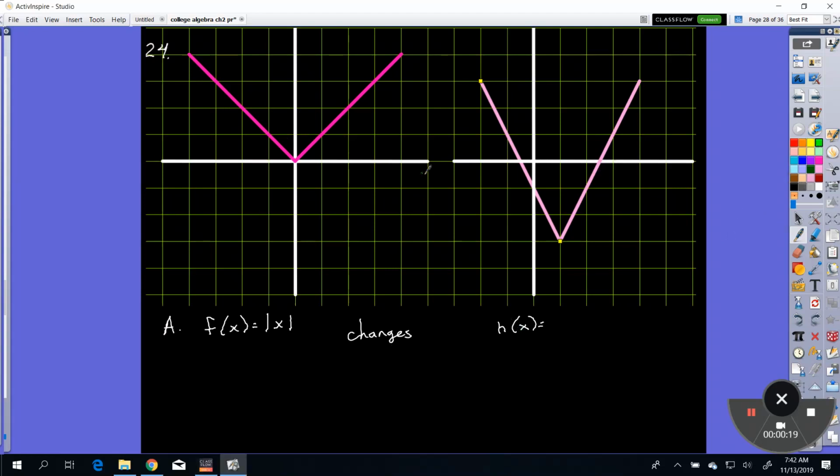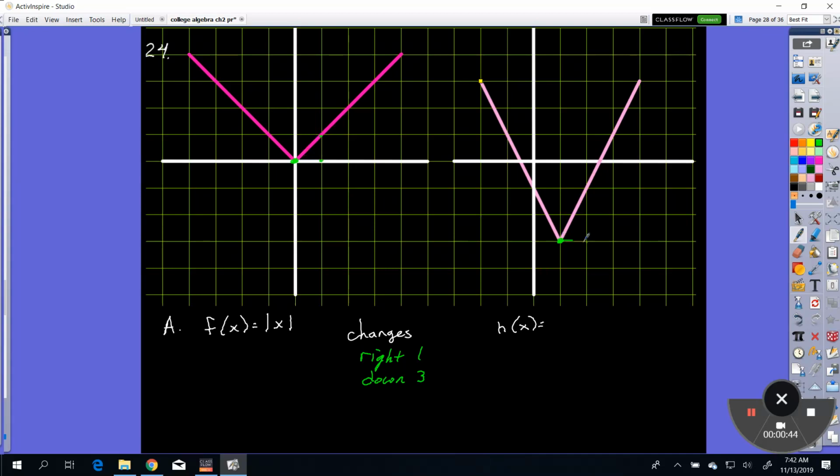So on this one, I look at the graph on the left, and I'm going to compare the graph on the right to that one. So the center of this graph on the left is at 0, 0, but on the right, it has moved right 1 and down 3. So I'm going to write that. Right 1, down 3.